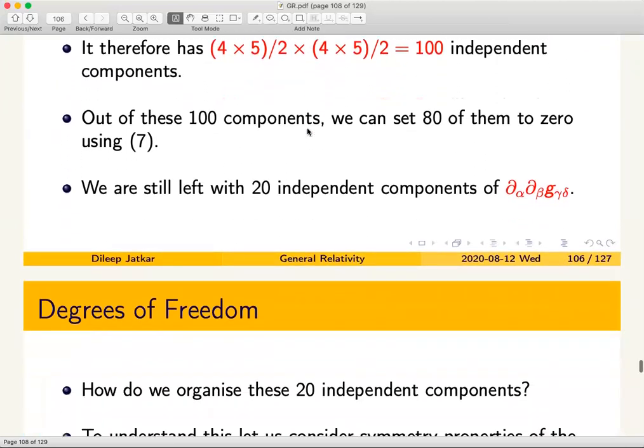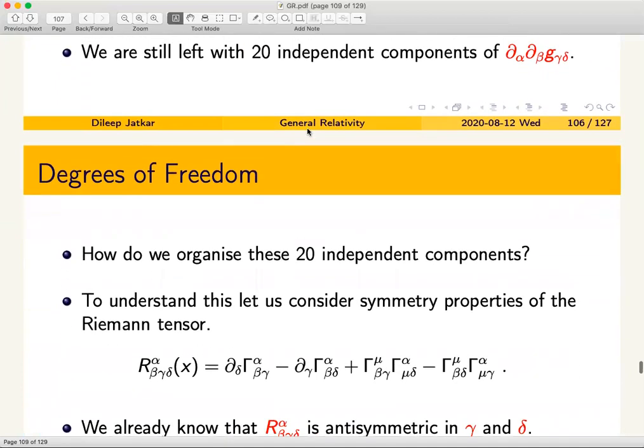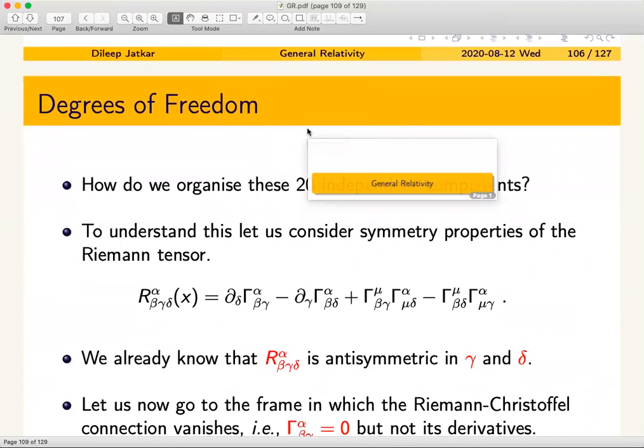All right. Maybe let me go ahead. So we want to ask the question: how do we organize these 20 independent components? To understand that, let's consider the symmetry properties of the Riemann tensor. That is the only tensor that we have written down.